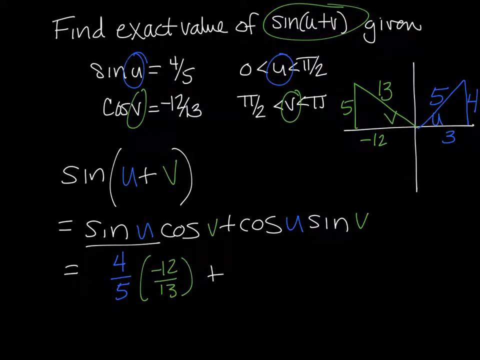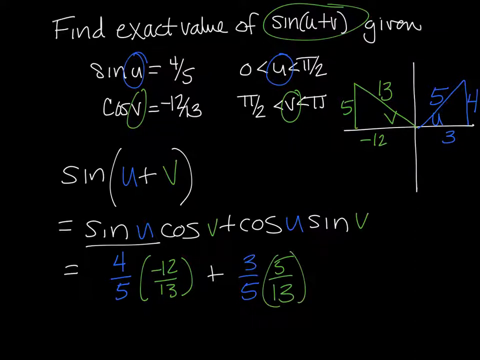And then we have the cosine of u. So I'm back at u. Cosine is adjacent over hypotenuse. That would be 3 over 5. And then the sine of v, here's v. Sine is opposite over hypotenuse. Sine is 5 over 13.